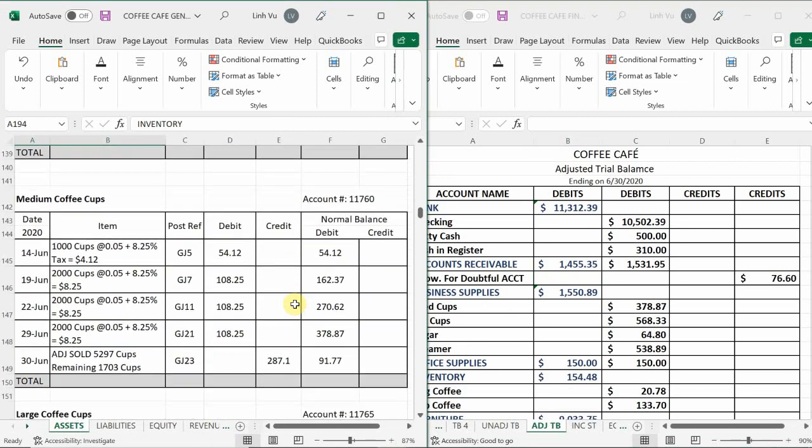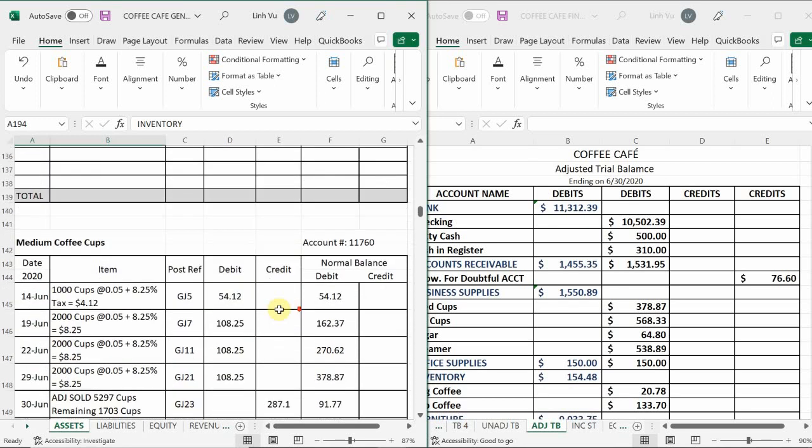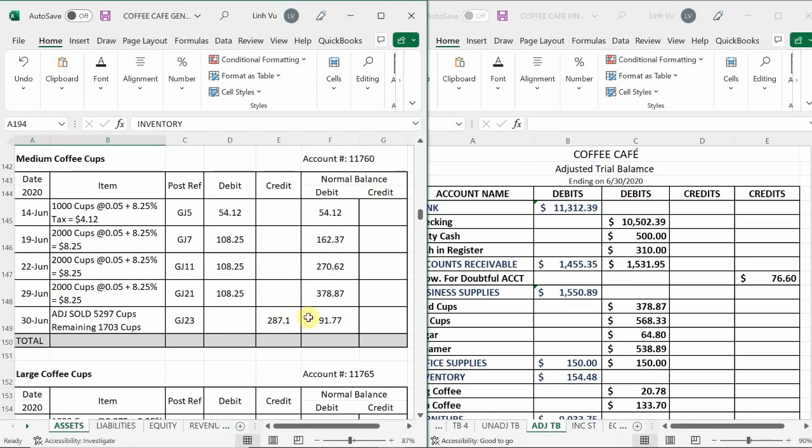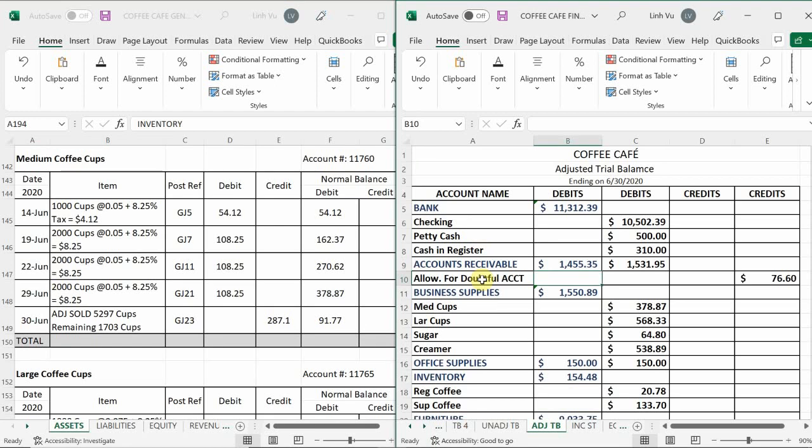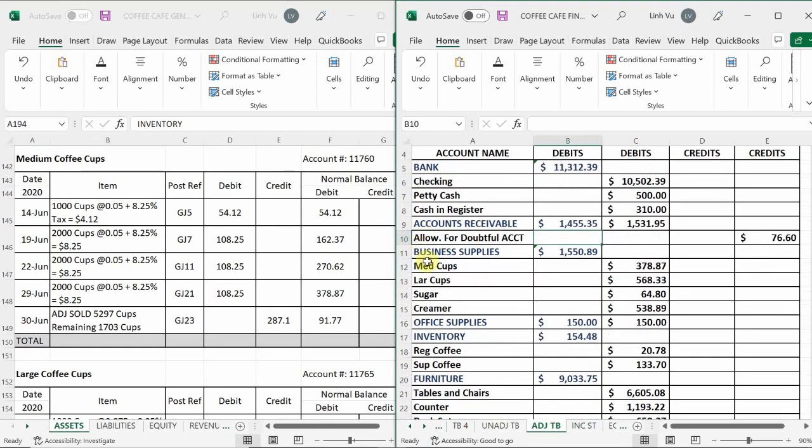So let's see what's next. Next we have here are my business supplies. I surely adjusted my business supplies, right? So let's see, my medium cups, I currently have $91.70. Okay.